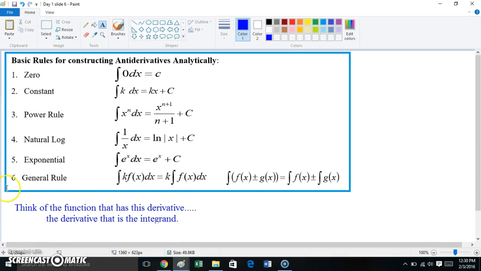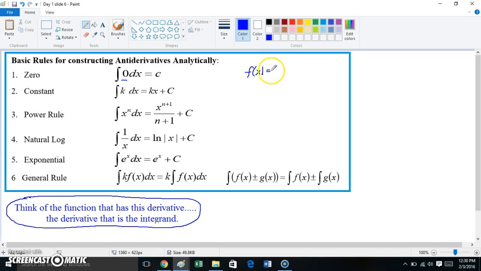All right, so let's think back to our derivatives, okay? When we're answering our antiderivative questions, finding an integral, evaluating an integral, then I want you to think of the function that has this derivative as the integrand. So what function would have 0 as a derivative? That would have to come from a constant. If f of x equals 5, f prime of x equals 0, for example.